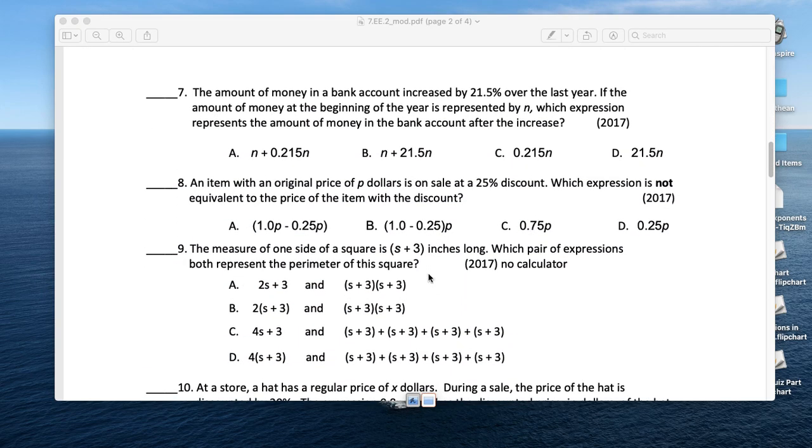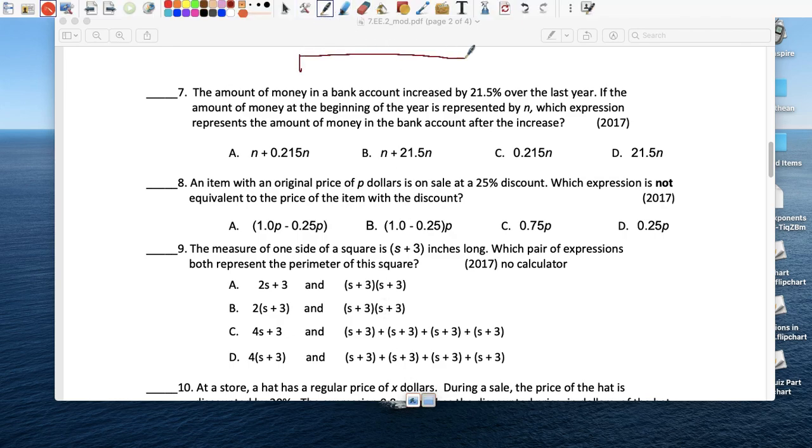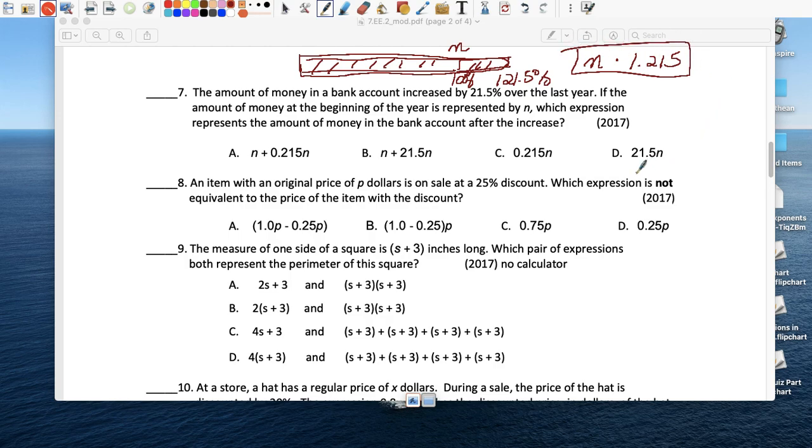7. The amount of money in the bank increased by 21.5%. If the amount of money at the beginning of the year was N, which expression represents the amount of money in the bank after the increase? So again, think about your bar model. Right now you have N dollars. That represents 100% of your account. If after a year it increased by 21.5%, it's going to take it to 121.5%. So to find out how much this whole thing is, you're just going to multiply N times, let's change that to the decimal version, 1.215. Anything that looks like that?